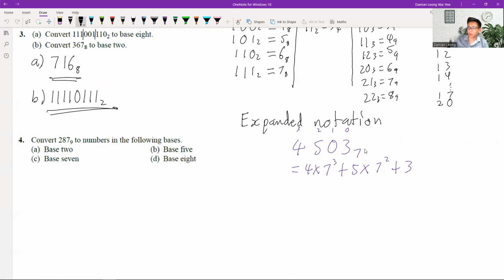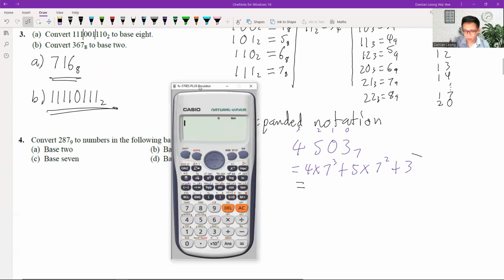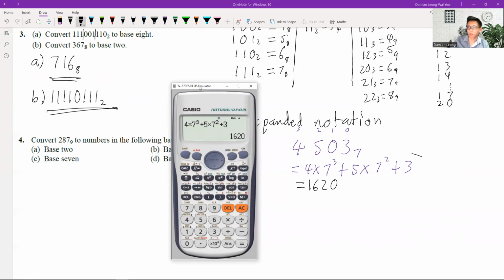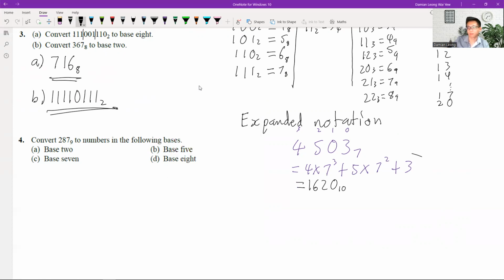Yeah. So let's say from here, I want to convert to base 10. Okay. Then I just calculate 4 times 7 to the power of 3 plus 5 times 7 to the power of 2 plus 3. Then it will become 1620. Okay, in base 10.